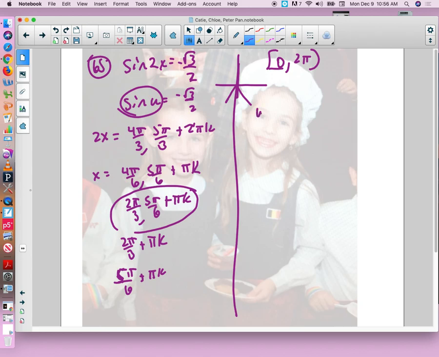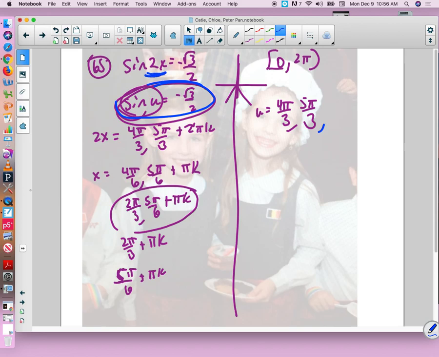All right, I'm going to say u is 4 pi over 3 and 5 pi over 3, looking at where sine of u is negative square root of 3 over 2. But do y'all see this 2x? That means this thing's spinning double time. It's spinning faster, so I should at least go around twice.